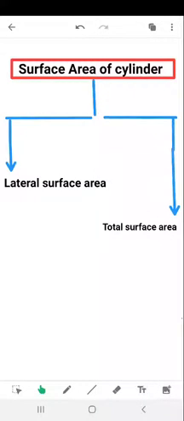Now we will talk about the surface area of a cylinder. There are basically two types of surface area, lateral surface area and the total surface area.